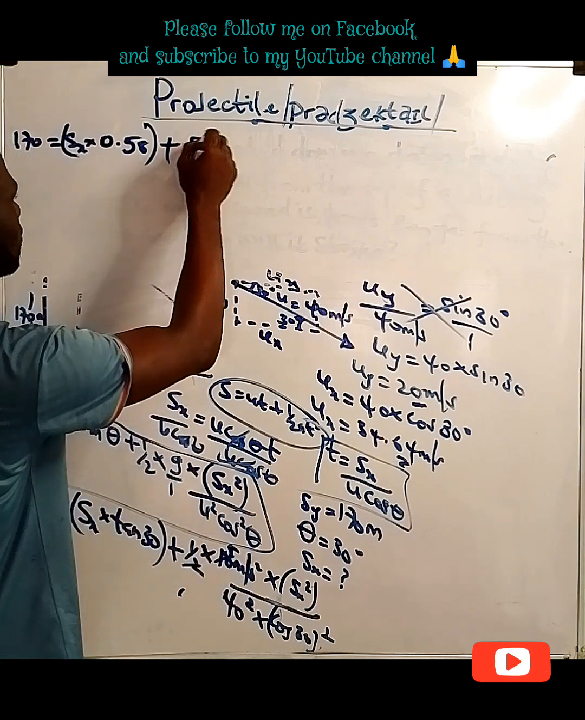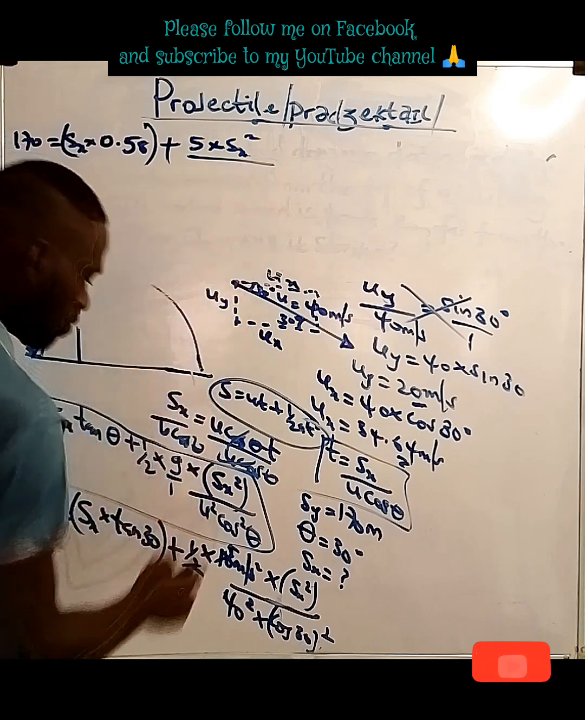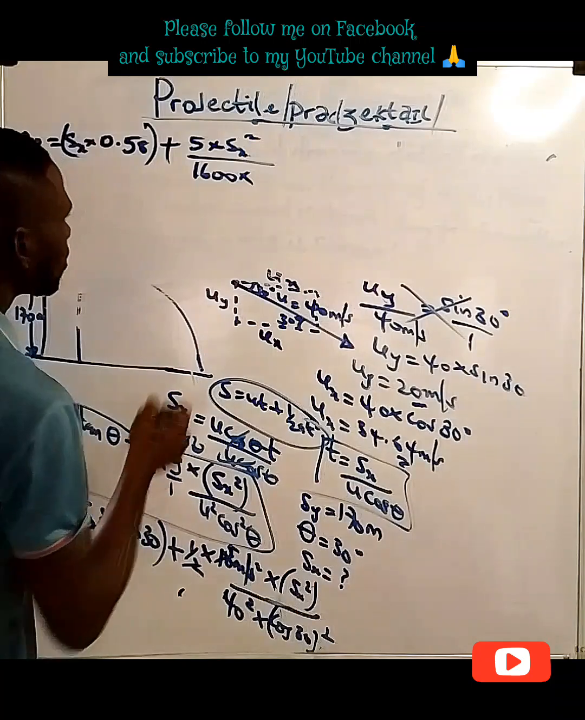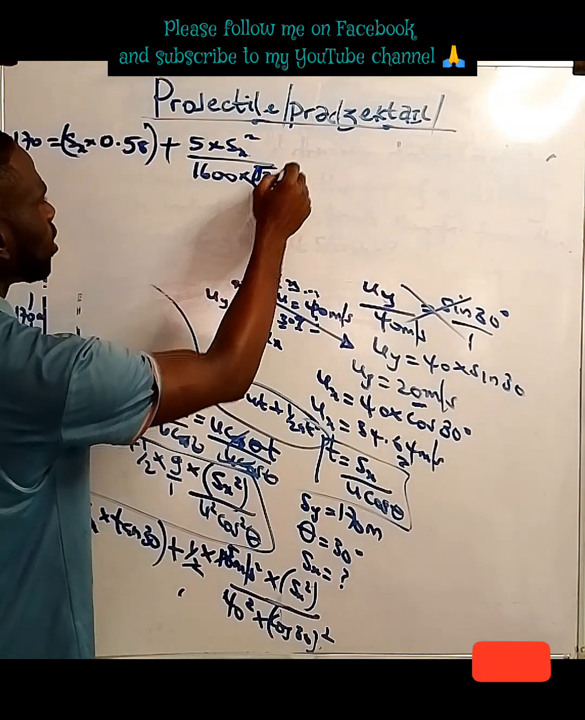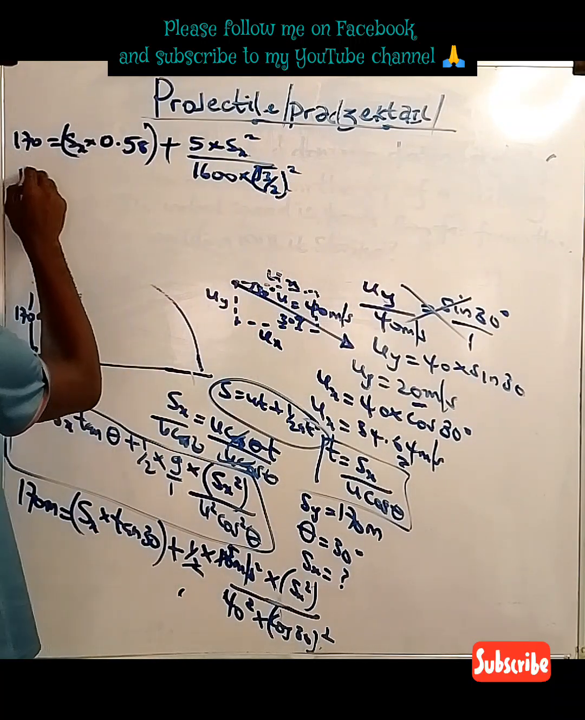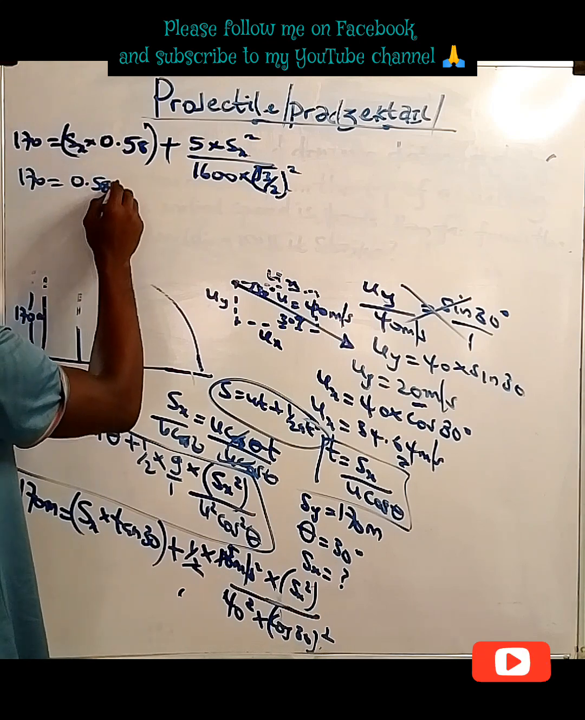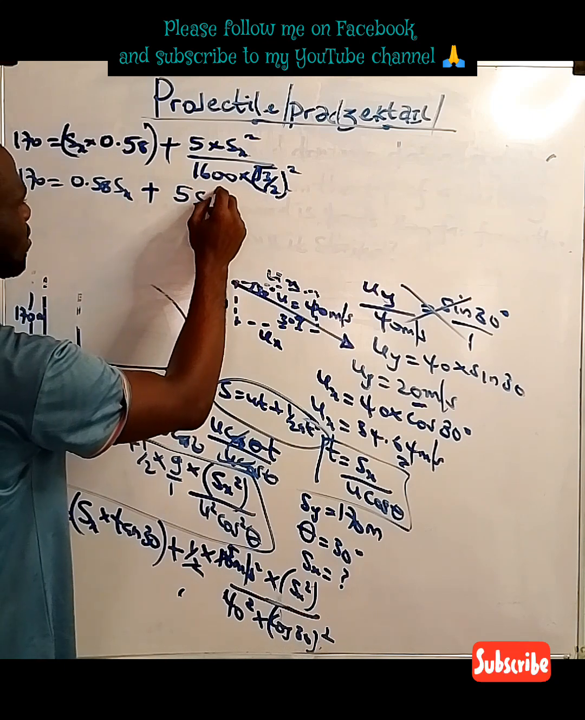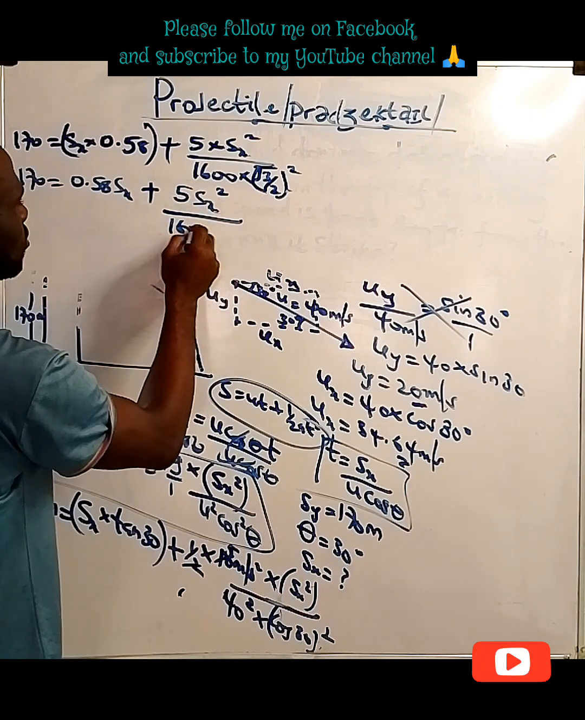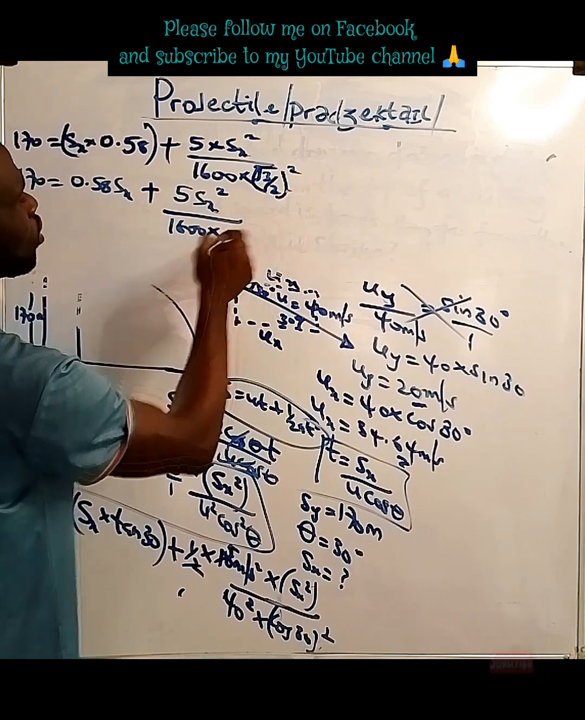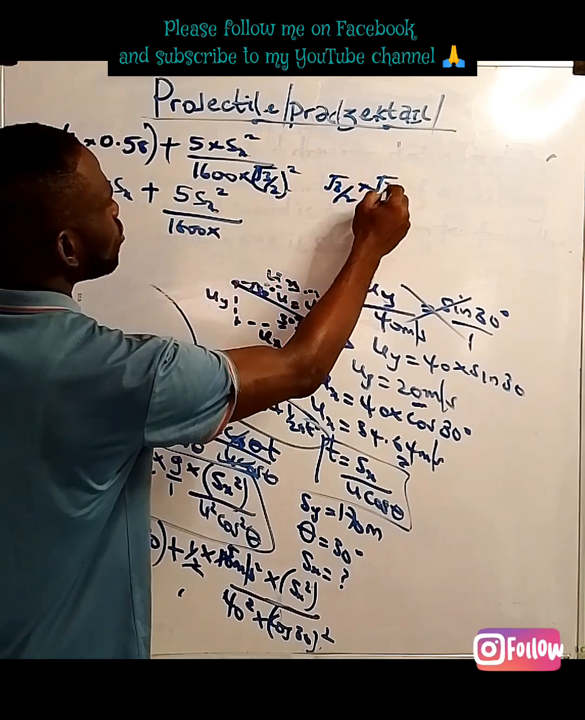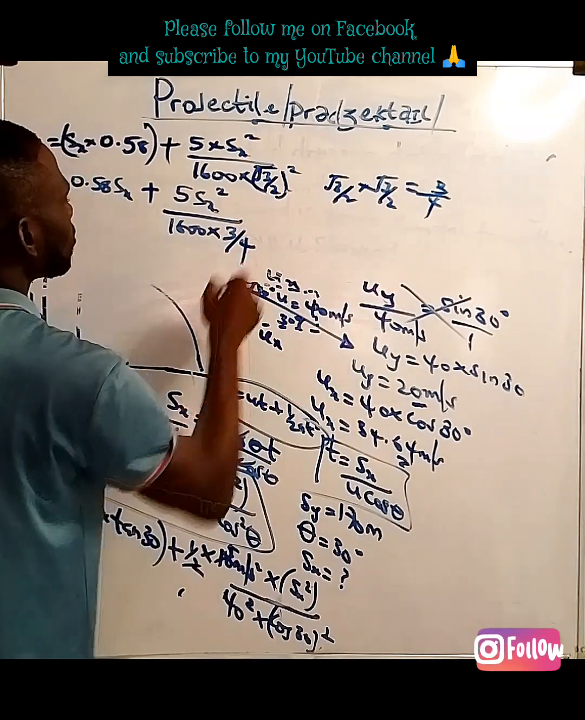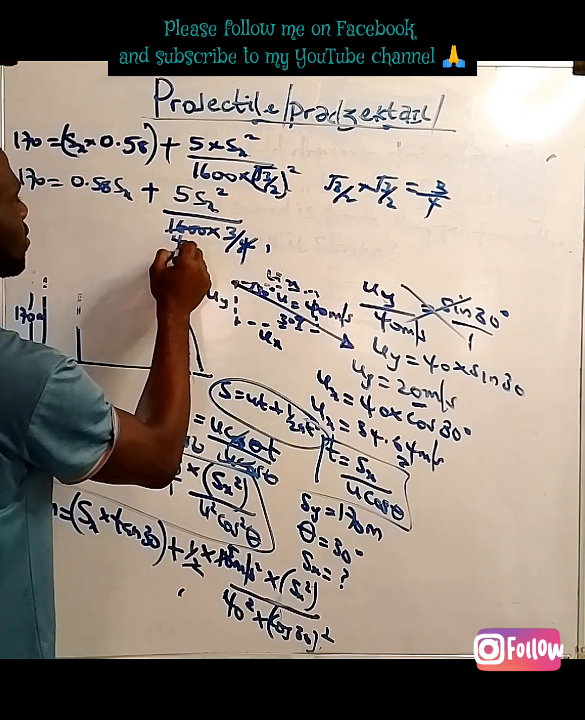Plus 1 over 2 times 10 is 5, times distance along the x-axis squared, over 40 raised to power 2, which is 1600, then cos 30, which is root 3 over 2, raised to power 2. So that's 170, 0.58 distance along the x-axis, then 5 distance along the x-axis raised to power 2, then 1600 times root 3 over 2 times root 3 over 2. Root 3 times root 3 is root 9, which is ordinary 3. 2 times 2 is 4. That's 3 over 4, and 4 will divide this 400.